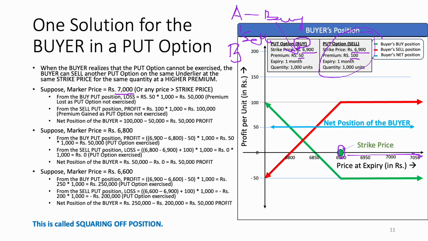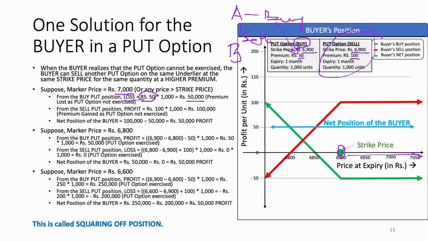So when he does not exercise the put option, he will have a loss, and the loss will be equal to the amount of the premium agreed between the buyer and the seller. So in this case, he will suffer a loss of 50,000 rupees by not exercising the put option.